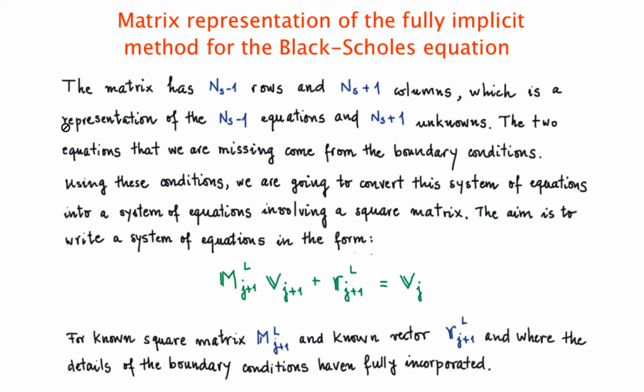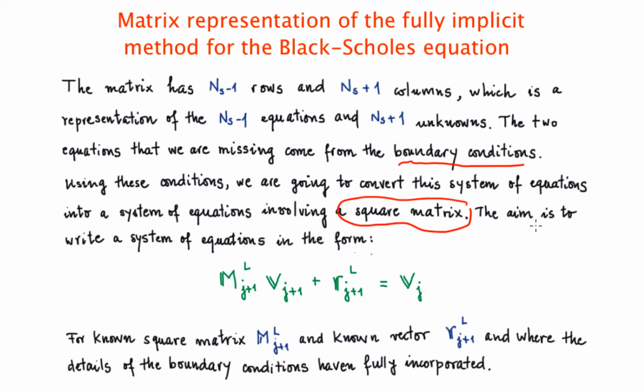And the two equations that we are missing are coming from the boundary conditions, the same as we had for the diffusion equation. So using those equations, we are going to convert this system of equations into a system involving a square matrix. We need to transform that matrix representation in order to get the square matrix from the matrix we have just defined.